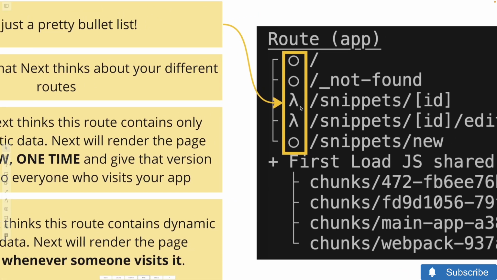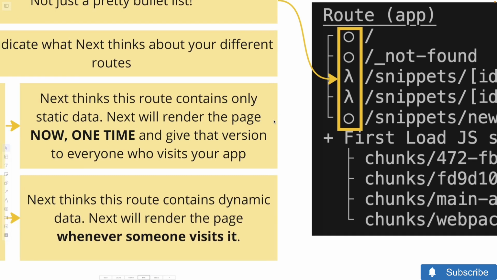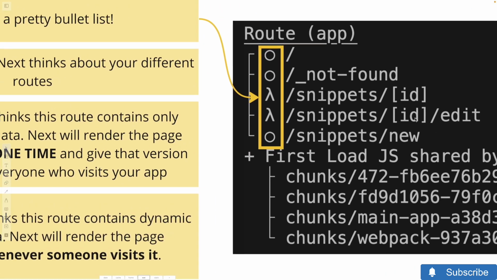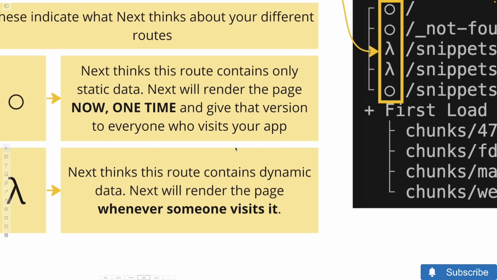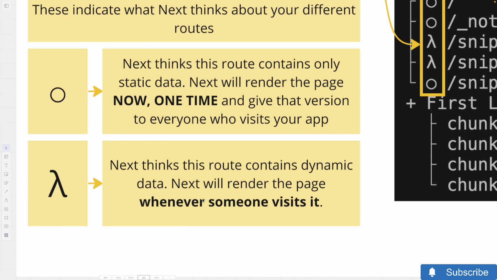If we have a little lambda symbol, however, as we do on snippets/id and snippets ID edit, that means that Next thinks that our route is dynamic. These dynamic routes are going to behave a little bit closer to how you might expect a traditional web application to work. Whenever someone comes to our application and makes a request, Next is going to render that page and send the result back to that person.